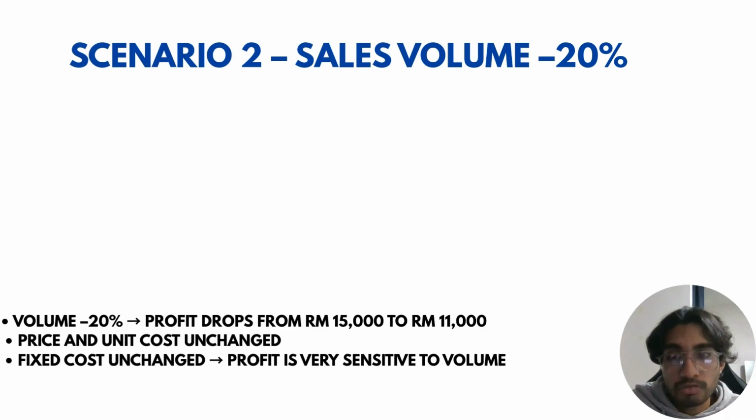So this scenario shows how sensitive Hydrocap's profit is to changes in demand. Even if our cost structure and pricing are stable, a relatively small drop in sales volume can significantly reduce the bottom line. Management can use this kind of CVP analysis to see how risky it is if sales slow down, and it supports decisions like pushing promotions, adjusting capacities, and reducing fixed costs if needed.